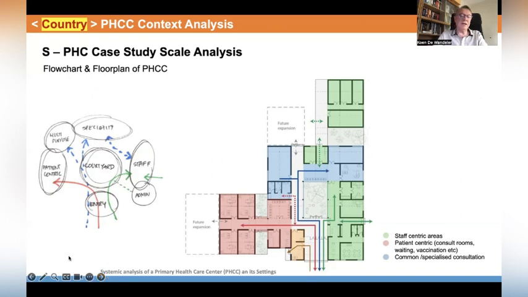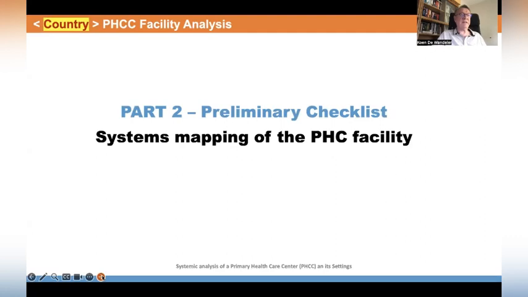Very important also, he indicated a flow chart of what kind of people, whether patients, staff, or visitors, could visit what places within this primary healthcare center. That concludes our context analysis. Now, second part, we go even deeper and we try to engage in a systems mapping of a PHC facility. Of course, we will not go to the bottom of this exercise, but we limit ourselves to a checklist, a very thorough checklist, that will help us to establish how the system actually works.